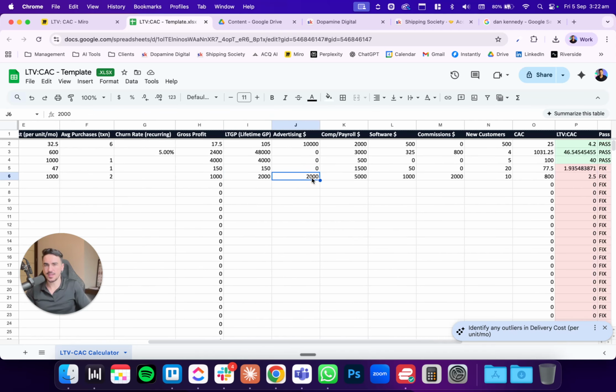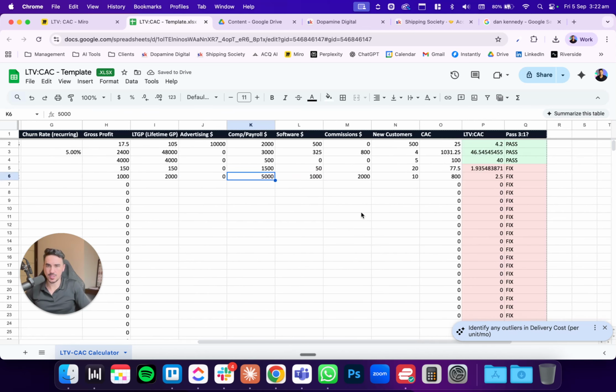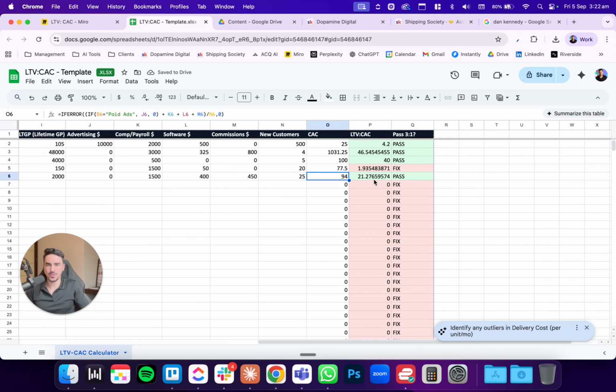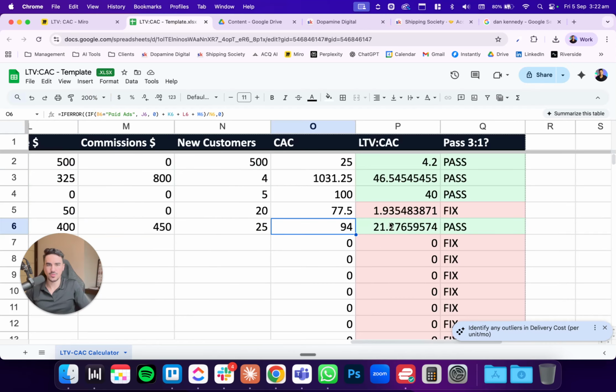Now, advertising, we don't spend $1 on. Compensation and payroll, let's say it's $1,500. Software is $400, and commission is $450. And new customers, we get 25 of these bad boys a month. And so our CAC is 94, which would give us a 21.27 to 1 ratio. And so does it pass? Hell yeah. Passes with flying colors.